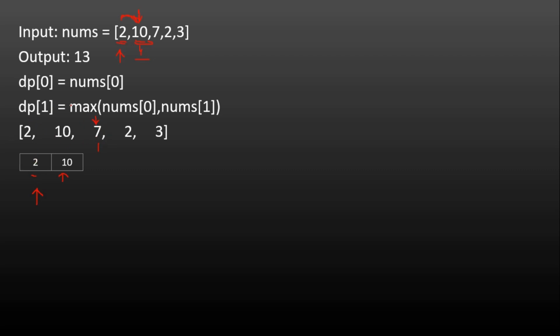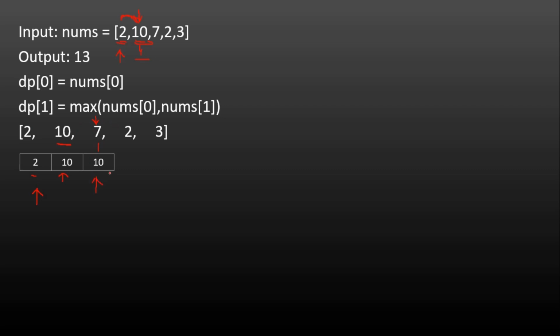So either I can go with that, or I can go with my previous adjacent value. Whatever is max between this and 7 plus 2, I'll go with that. So between that 10 and 7 plus 2 is 9. Between 10 and 9, 10 is the max. So I'll go with 10 for this particular index.